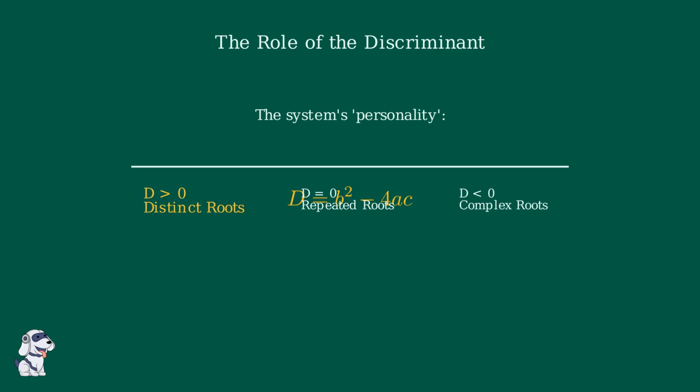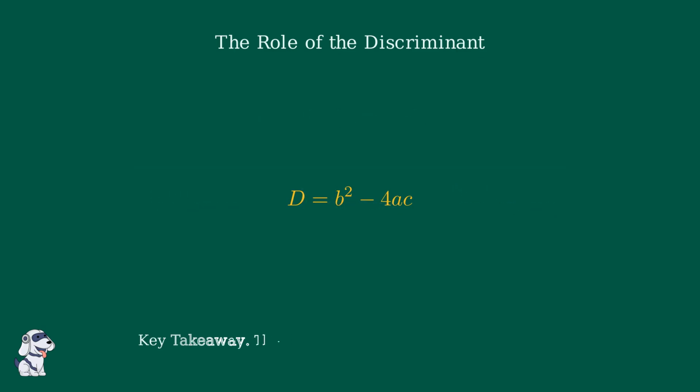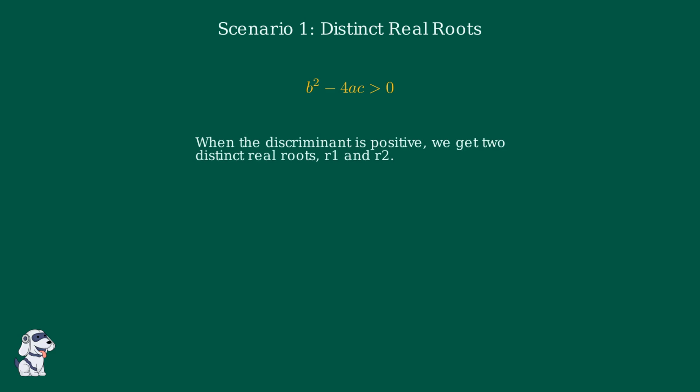A positive discriminant gives us two distinct real roots. A discriminant of 0 gives us a perfectly balanced repeated root, and a negative discriminant reveals complex roots, where the system oscillates. By checking the sign of the discriminant, we can predict exactly how our system will behave before we even solve the equation. When the discriminant of our characteristic equation is positive, we obtain two distinct real roots, r1 and r2.